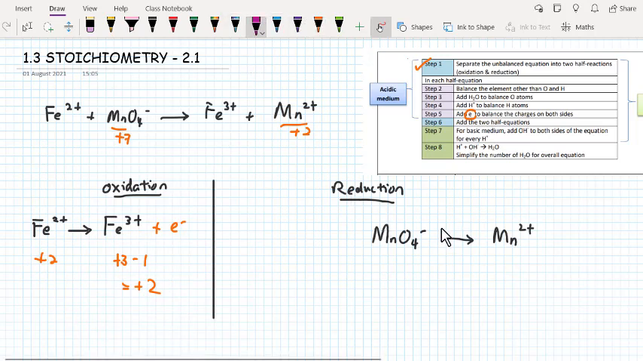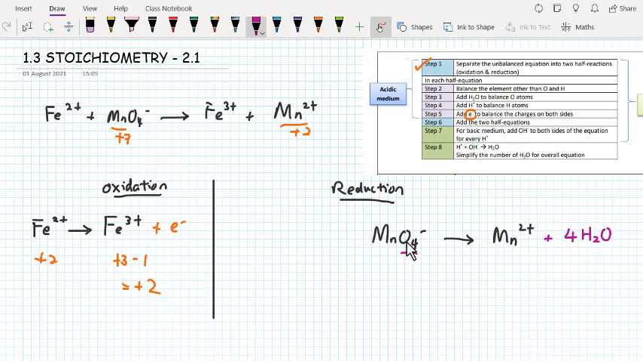Whereas for our reduction, let's look at step 2 again. Step 2, balance the elements other than oxygen and hydrogen. So our Mn is already balanced. On the left we have 1, on the right also 1. So we proceed to step 3. Add H2O to balance oxygen atoms. If you look here, on our left hand side we have 4 oxygen, because MnO4 has 4 oxygen. So on our right we need to add 4 oxygen. How? By adding 4 H2O molecules.